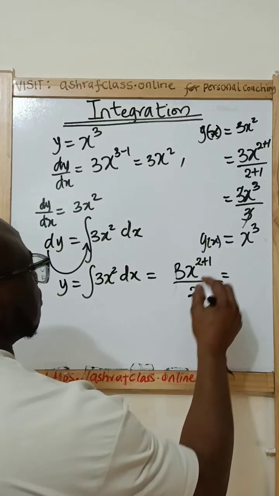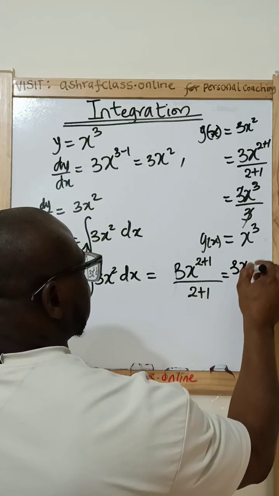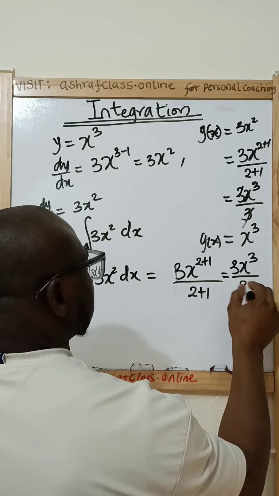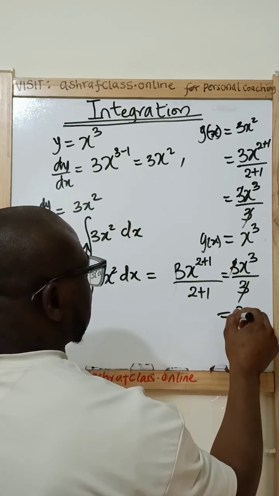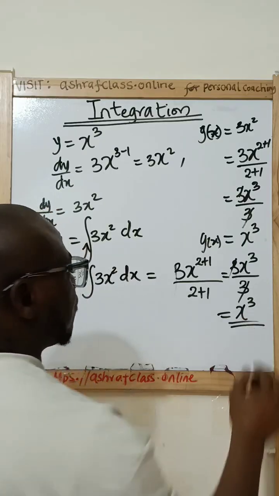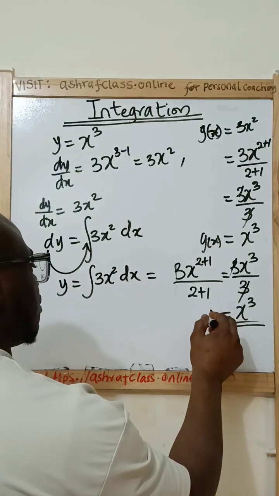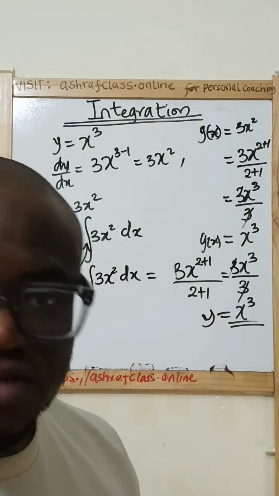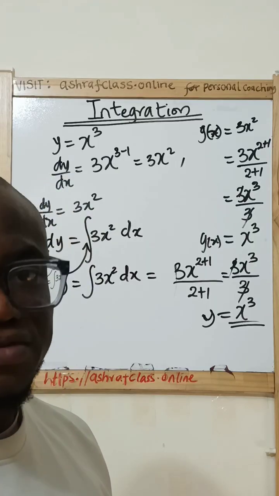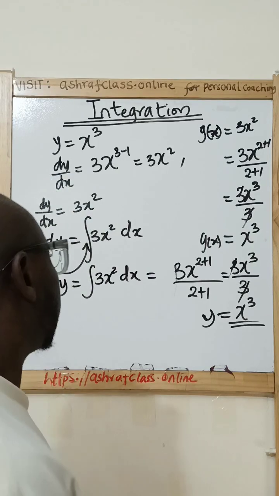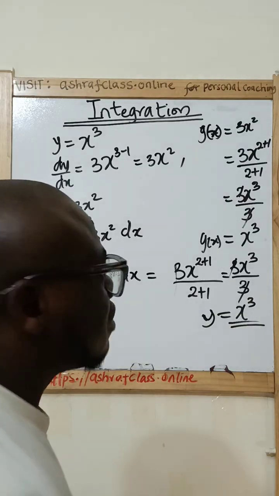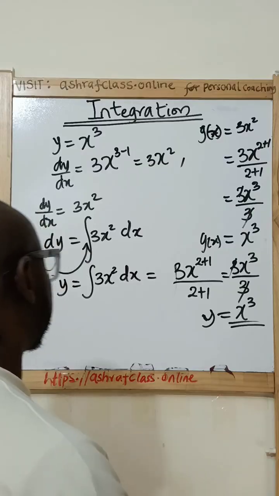So this is going to be 3x raised to the power 3 over 3, and that's going to be x raised to the power 3. So we have gotten back the original function, which is y. This is what we call the integration of a differentiation. So integration and differentiation are inverse of each other.